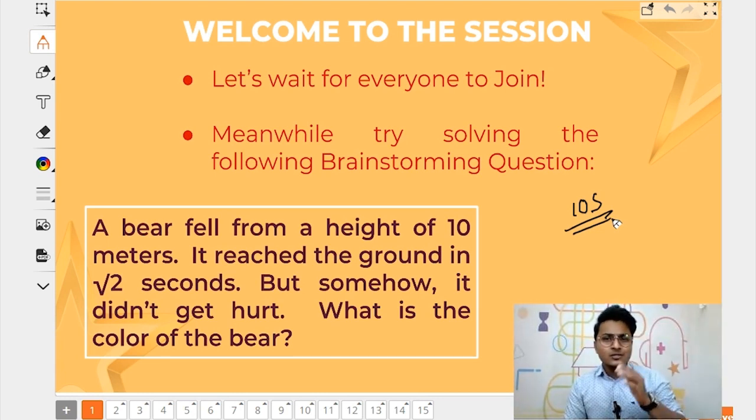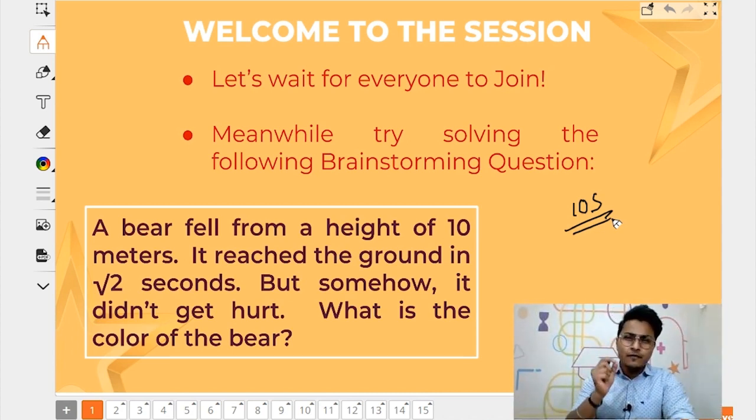So the 10 seconds is over. Let's move on to the session and I'll explain this answer and the relation between the color of the bear and the question given. I'll tell you that at the end, so wait exactly for 55 minutes. After that, we'll move forward. And in this session, you'll be learning how to solve this question also.